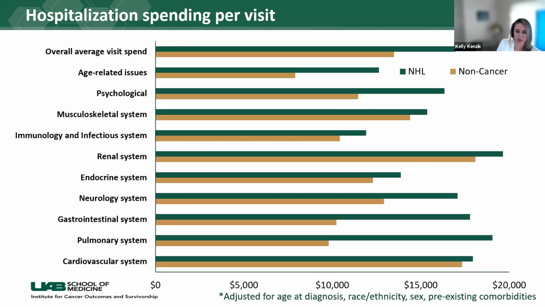Our overall spending per visit, if you were to compare a similar visit between the non-Hodgkin lymphoma and the non-cancer, was higher for the non-Hodgkin lymphoma cohort at about 17,000. This is on average per visit compared to 14,000 for the non-cancer control. And again, we're focusing here on non-treatment delivery visits. When we further dug into this, we found that the most expensive hospitalizations were related to chronic kidney disease, and then subsequently to pulmonary complications. So those were the two heaviest hitters for the most expensive.